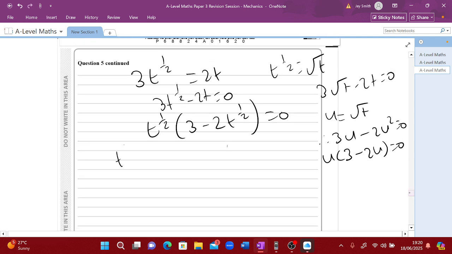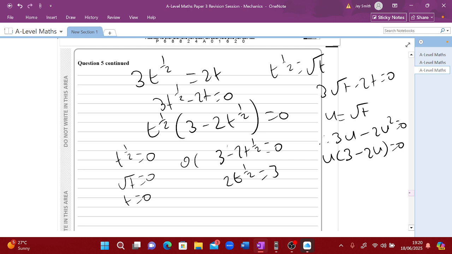So that means t to the half equals 0. So that's root t. So root t is 0, but then t has to be 0. Or 3 minus 2t to the half is 0. But that means 2t to the half equals 3. In other words, root t then is going to be 3 over 2. So then t is going to be 9 over 4 if you square both sides.